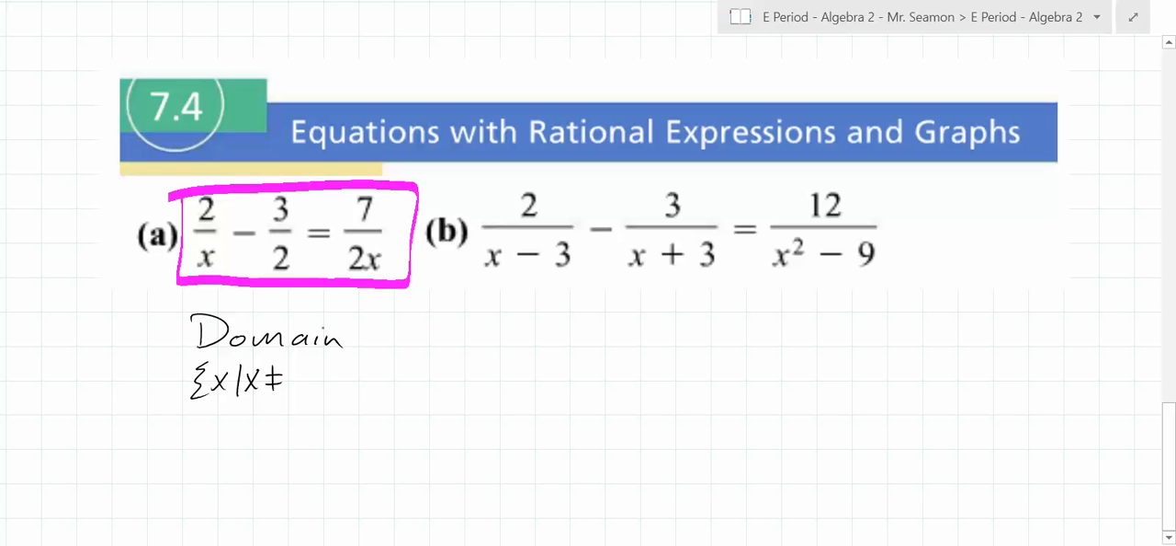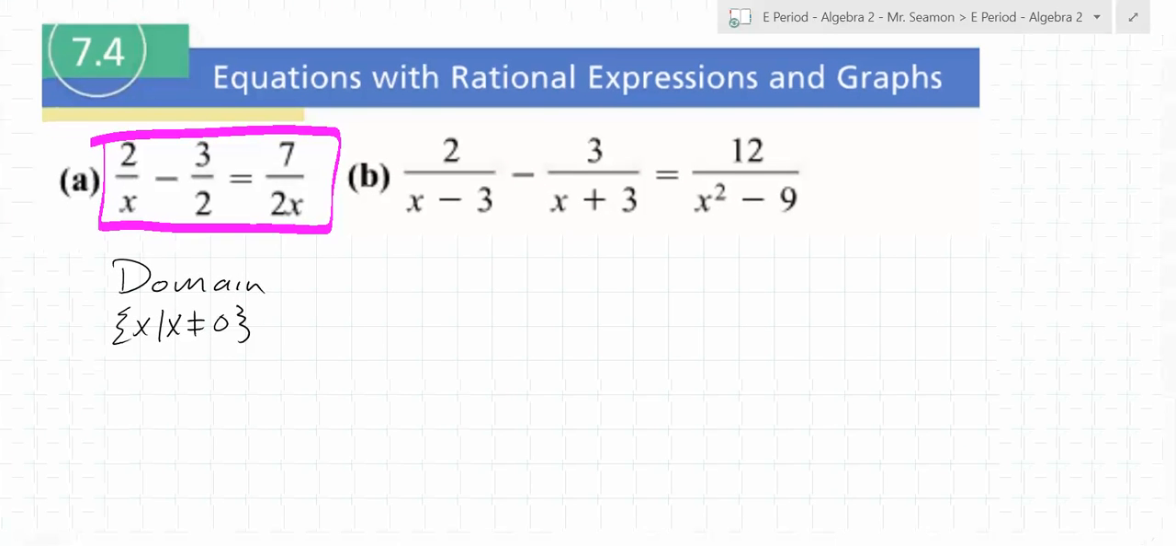You can plug in 2. Can someone give me a number you can't plug in? Yeah, Hannah. You can't plug in 0. Why can't you plug in 0, Hannah? Yeah, your denominator can't be 0. It's the only number x can't be. So the domain would be x such that x can't be 0.